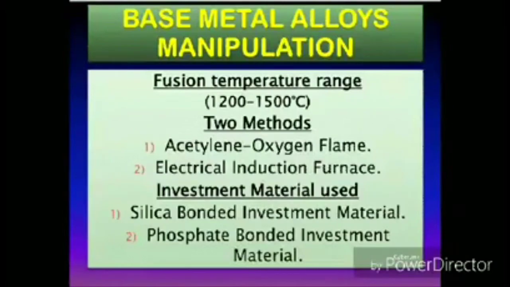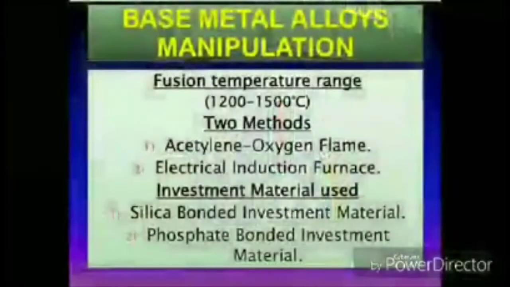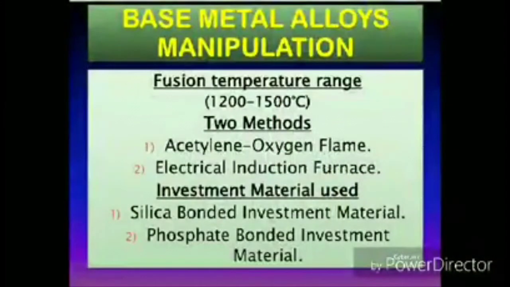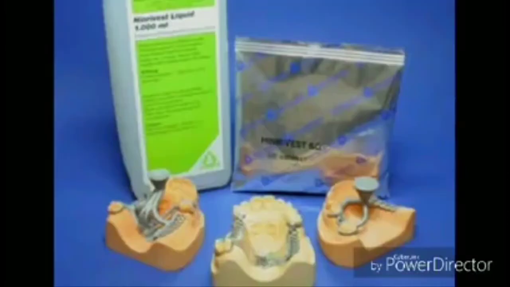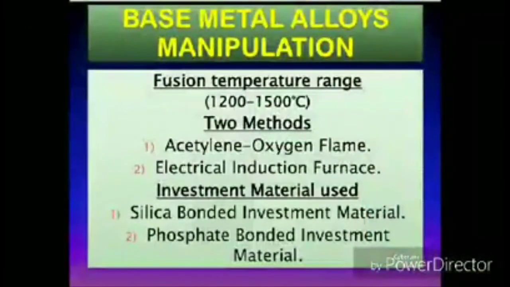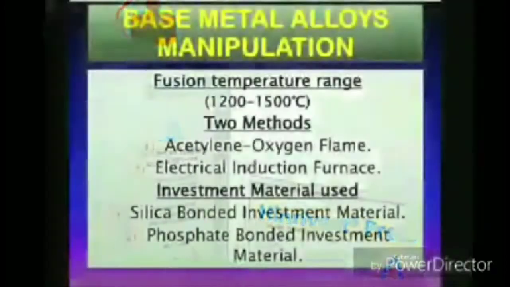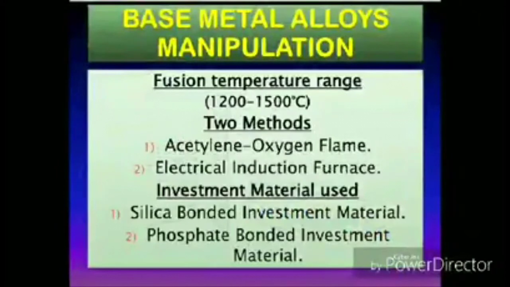So that's why the second method, the electrical induction furnace method, is more preferred because of more controlled conditions. The investment material used for the base metal casting alloy must be capable of maintaining its integrity at such high casting temperatures, and for this reason silica bonded and phosphate bonded investment materials are favored, and out of these two, phosphate bonded are more preferred. The gypsum bonded investment materials are not used for base metal casting alloys because they decompose above 1200 degrees centigrade, forming sulfur dioxide, which may get absorbed in the casting.